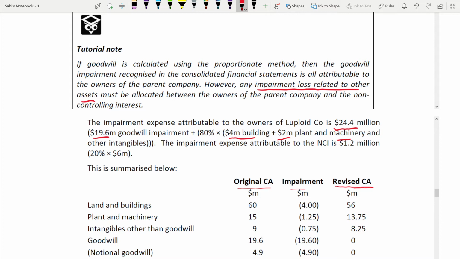So the impairment expense attributable to the NCI is 1.2. How 1.2? Because 4 and 2 is 6 million. Out of this just take 20%, which is 1.2 million.